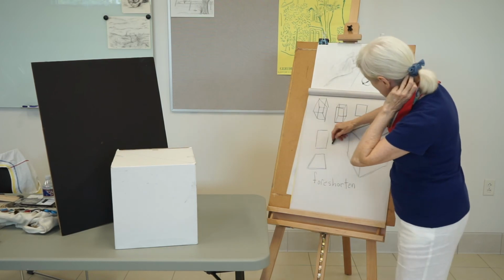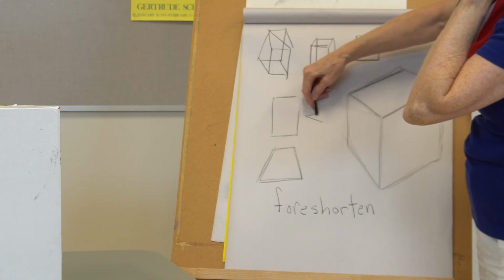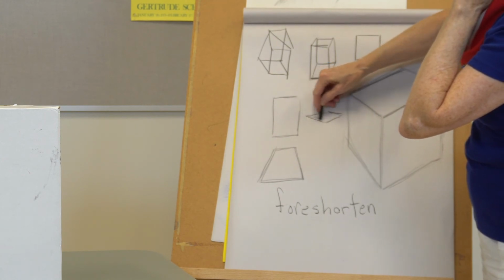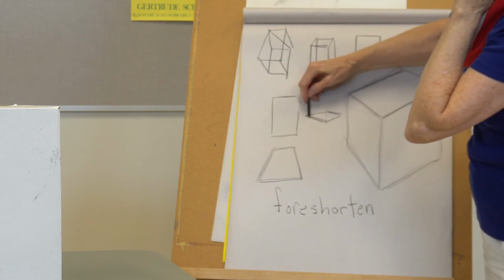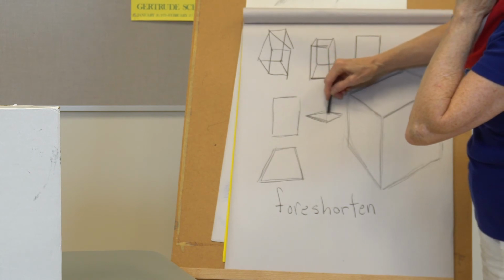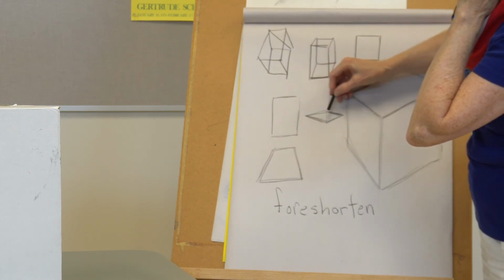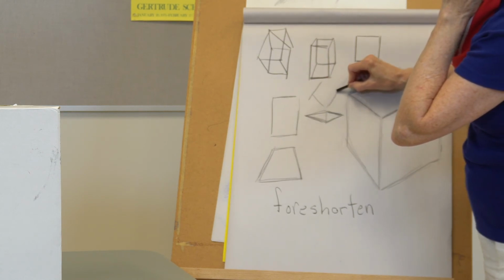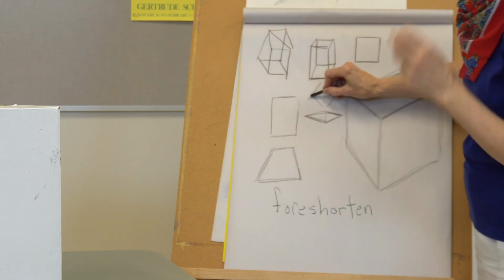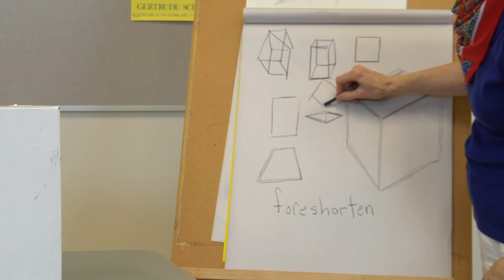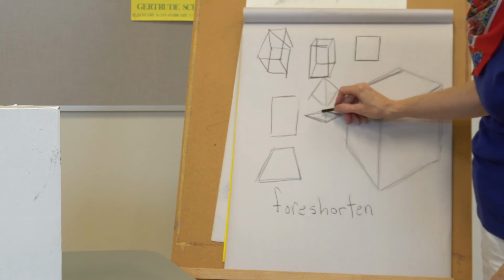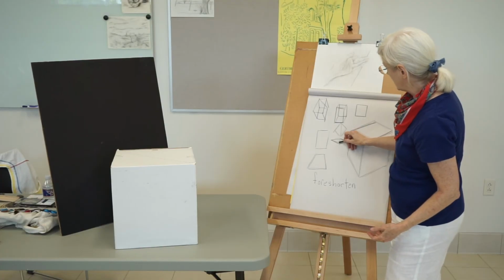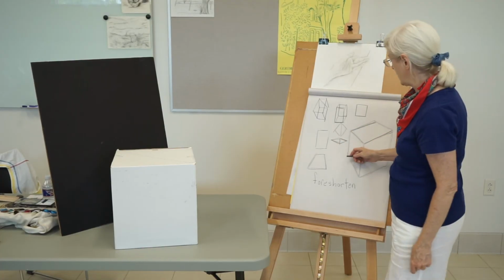So here's what I suggest. Learn to make the top of the box diamond shaped. So the line from front to back is shorter than it would be if you drew the box looking at it from above, where the line would be long like this. But when you turn it away from your face, it makes that line shorten. So that's a foreshortened top.